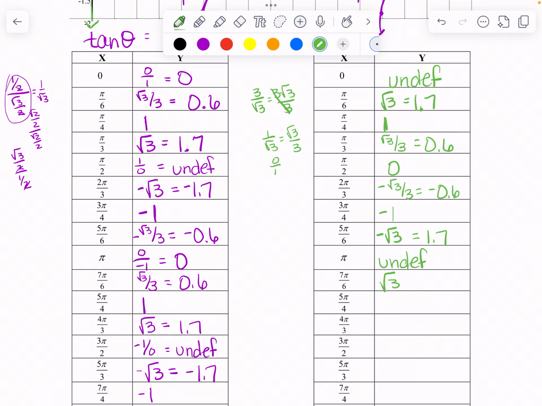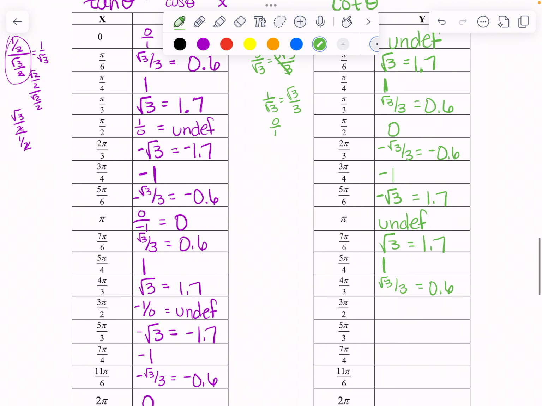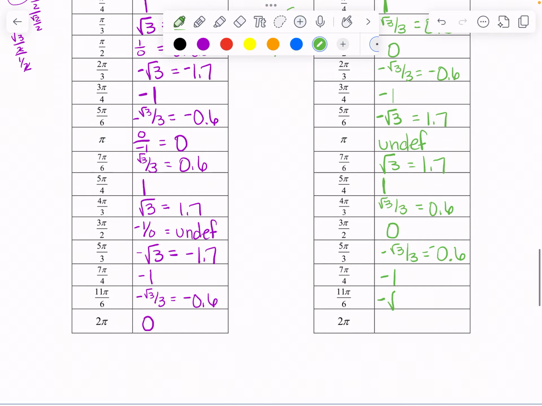root 3, 1.7, 1, root 3 over 3, so 0.6. Notice it's repeating from the top. 0, negative root 3 over 3, so negative 0.6, negative 1, negative root 3. Oh, I missed a negative up there. And 2 pi and back to undefined.